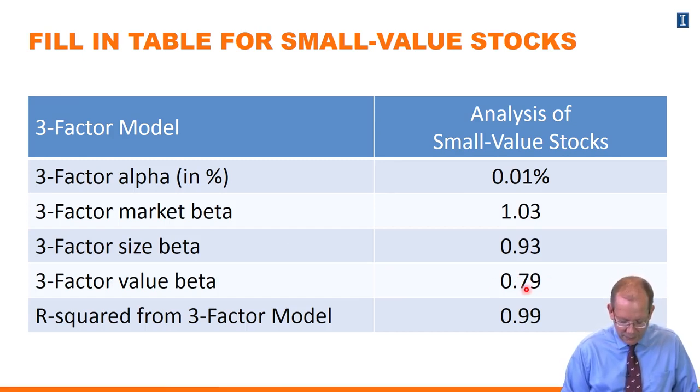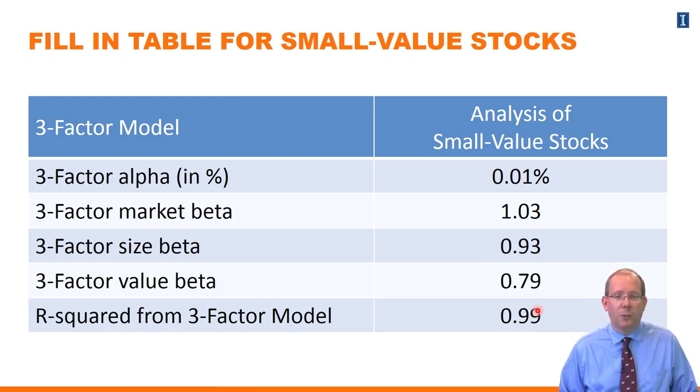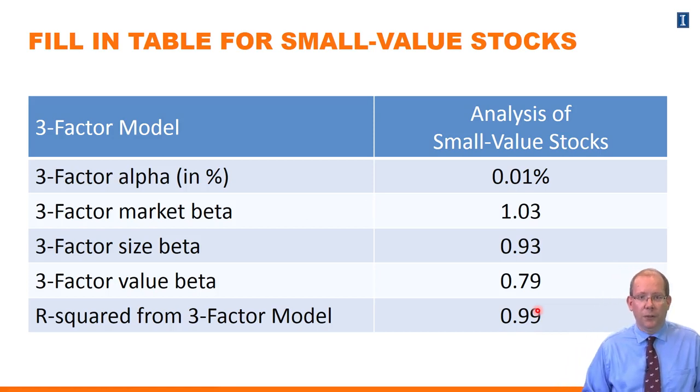Then at the end, the three-factor model R squared, 0.99, virtually 1. Once we account for market factors, once we control for the size and value tilt of the portfolio, we explain basically all the movements of this small value index fund. Whenever you have an index mutual fund, you basically expect an R squared of very close to 1.